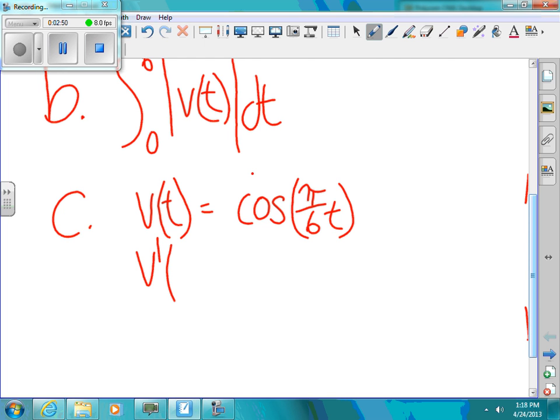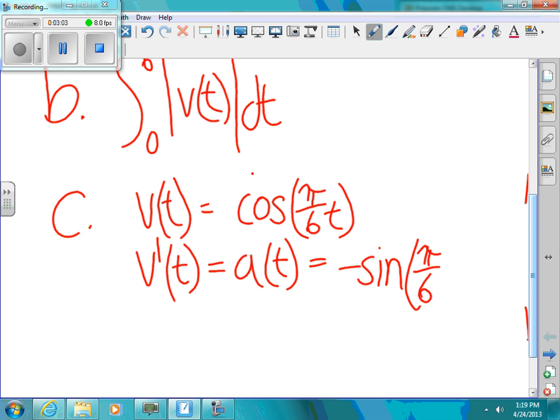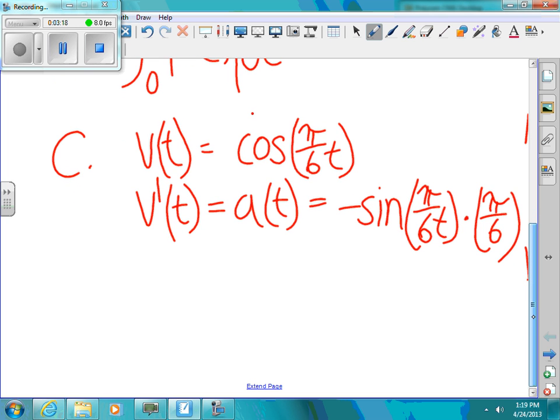Acceleration is negative sine(pi/6 t) times pi/6. Afterwards, you graph that and you look at where t is, find the values, and see if it's increasing or decreasing on either side of 4. And now Stephanie will explain the concept behind it.